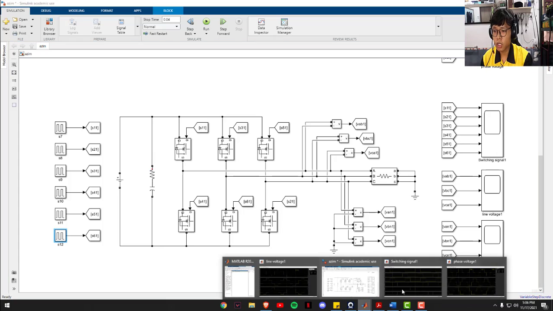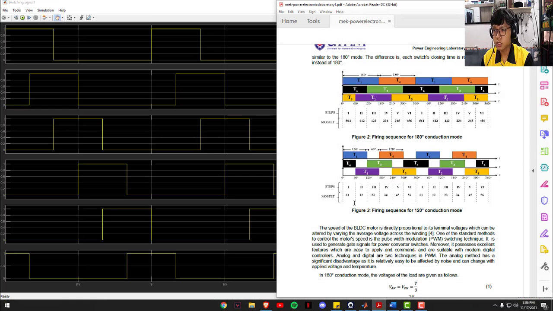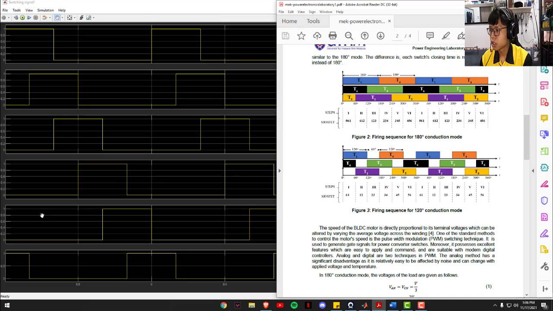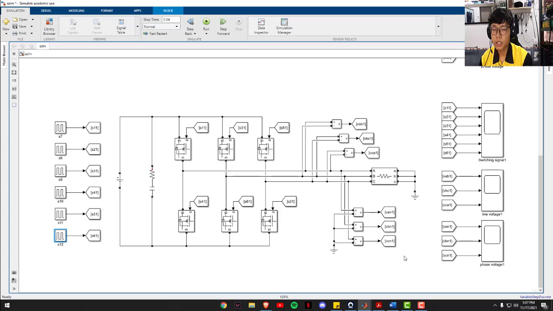So to prove this simulation, I will show the theory, which we can see here at the lab sheet. This is the firing sequence for the 120 degree conduction mode. Step 1 is the MOSFET in closed condition, which is 6-1, and then 1-2, 2-3, 3-4, 4-5, and 5-6. This means that the output simulation waveform is the same as theory, which means that this simulation is right. And then we go on to the next parameter.